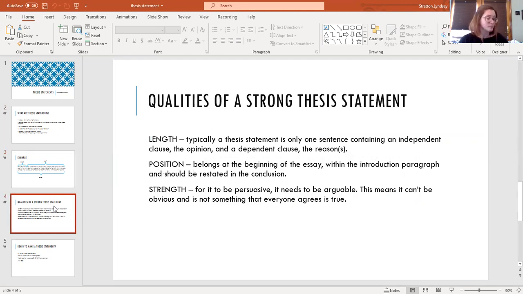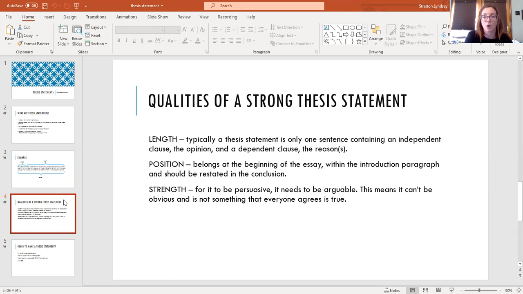Okay. So what makes one strong? It's the length, position, and the strength. The length of it, typically it's one sentence. However, depending on the length of your paper, it might be longer. The position, it's going to go within your introduction and it's going to be restated within your conclusion. Your introduction, it obviously needs to be there because it's telling the reader where the paper is going. And then at the conclusion, because you are showing how you wrapped it all up and you proved your thesis.